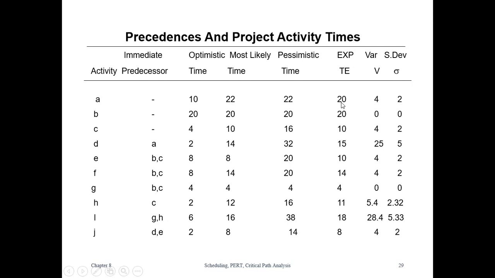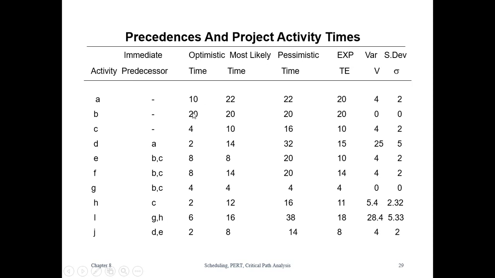If you do that, we get this number equal to 20, which means 10 plus 22 plus 4 times 22, over 6. That will give you the expected time, which is also called the mean value. So by using the equation, we can calculate the mean value for the entire data.